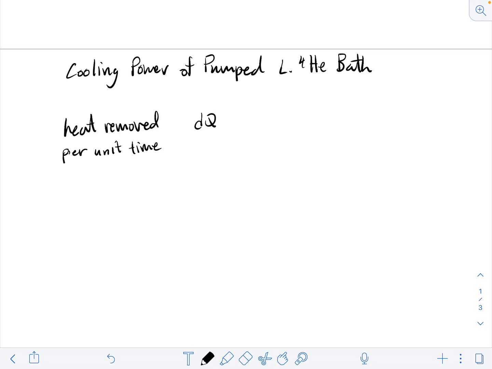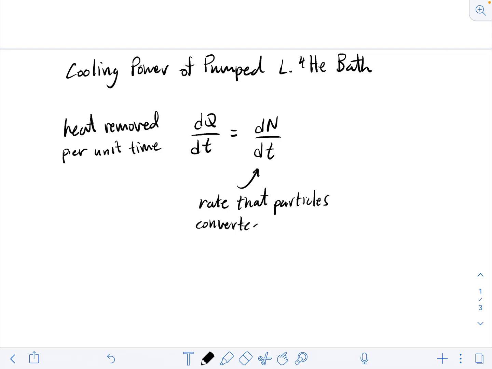So it's important to know this cooling power, and it's going to be the heat removed per unit time. For our liquid helium bath, it's going to be the rate that particles evaporate from the liquid, so the rate that particles are converted from liquid to vapor. During that phase change, an amount of heat equal to the latent heat is going to be removed from the bath.